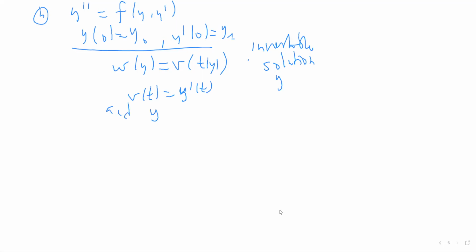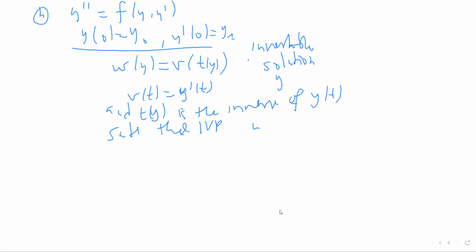And c of y is the inverse of y of t and satisfies the initial value problem. w' is equal to f of y, w all over w, and w of y0 is y1. So the proof is really not that complicated. It's just like chain rule. Okay. So this is the second one, when the time is not there.